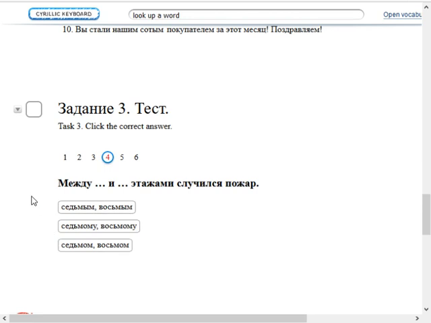Между пятым и шестым этажами случился пожар.